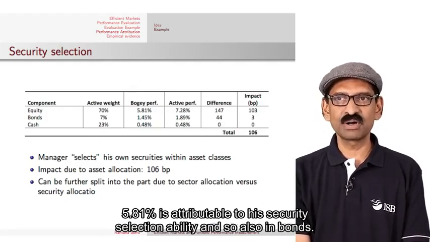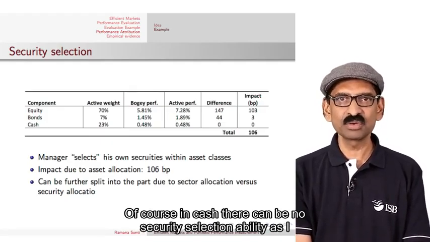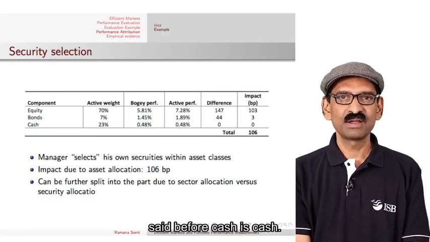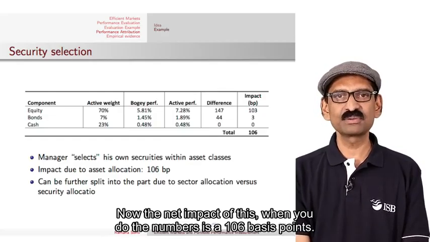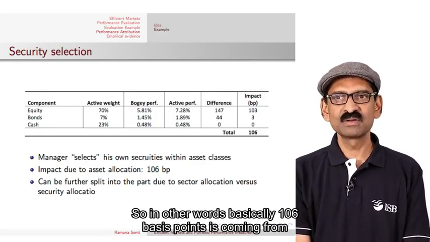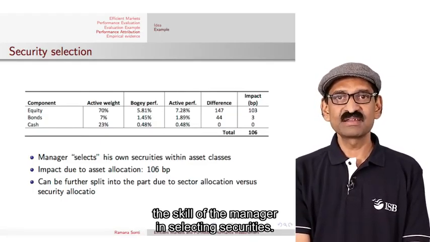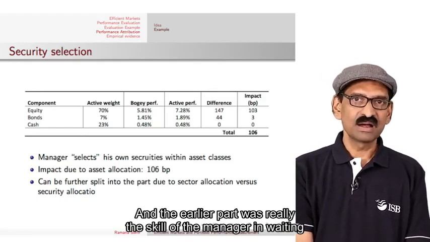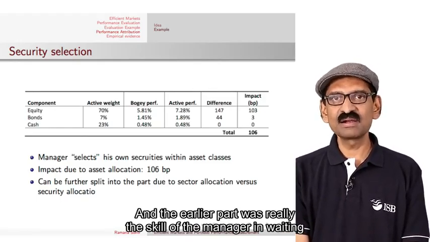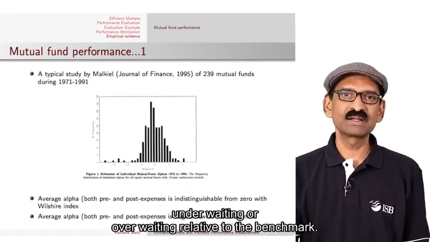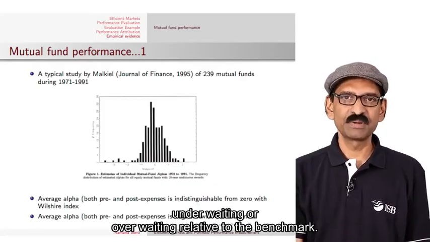And so also in bonds. Of course, in cash there can be no security selection ability. As I said before, cash is cash. Now the net impact of this when you do the numbers is 106 basis points. So in other words, basically 106 basis points is coming from the skill of the manager in selecting securities. And the earlier part was really the skill of the manager in weighting, underweighting or overweighting relative to the benchmark.